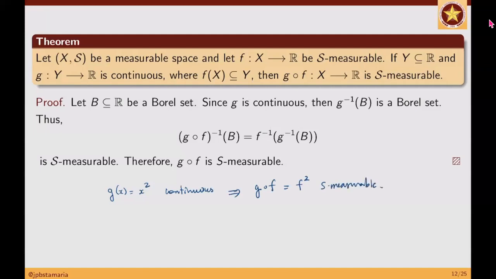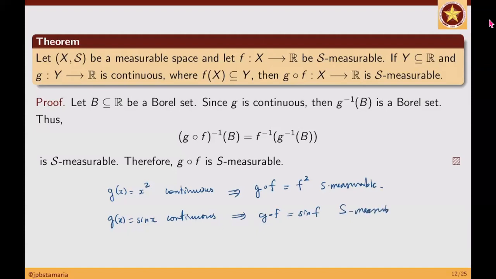Pag nag-square ka ng isang measurable function, measurable pa rin. In fact, kahit anong gawin mo sa isang measurable function, as long as the operation that you have performed is continuous, pa rin yung lalabas na sagot. Halimbawa, ang g of x na kinuha ko, sin x. Well-known continuous function yan sa analysis, di ba? Ang g circle f mo ngayon, sin of f. Measurable pa rin yan. Naintindihan niyo?